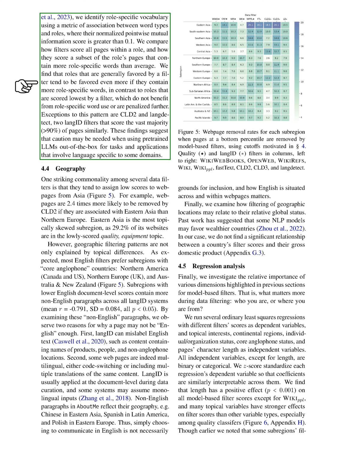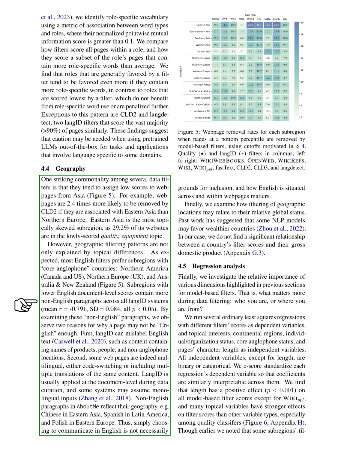Section 4.4 Geography. We've noticed a fascinating pattern in our data filters. They often assign lower scores to web pages originating from Asia. To put it in perspective, if a web page is linked to East Asia, it's 2.4 times more likely to be discarded by the CLD2 filter than if it's connected to Northern Europe. East Asia stands out because nearly a third of its websites fall into the low-scoring category of equipment topic. But this isn't just about topic differences.